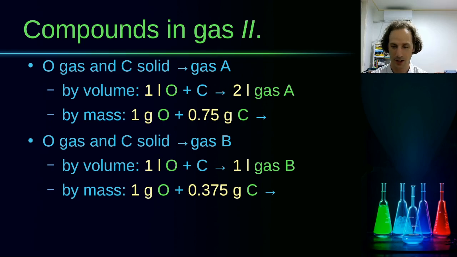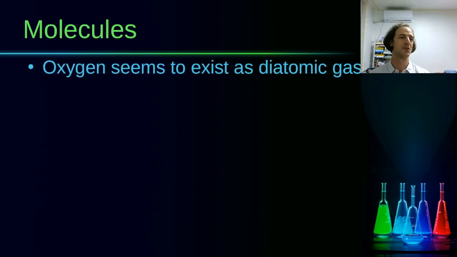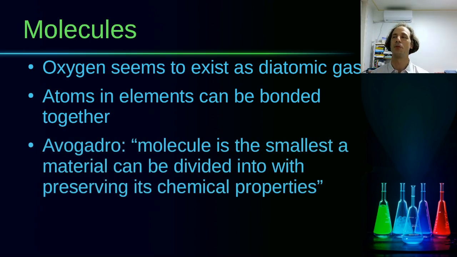Based on this, we can deduce a few things, not just that in one of them there are twice as much oxygen relative to carbon, but we can also deduce that oxygen seems to exist as a diatomic gas. So we can halve whatever is in the oxygen gas, because oxygen does not exist as independently moving atoms. Actually, 2 atoms are stuck together and they move together. So this means that atoms in elements can be bonded together. Atoms don't just bond to other atoms to form compounds, they can also bond with themselves. Oxygen, nitrogen and hydrogen, for example, were found to be diatomic gases, while argon was found to be monoatomic. In conclusion, Avogadro came up with this concept of molecules.